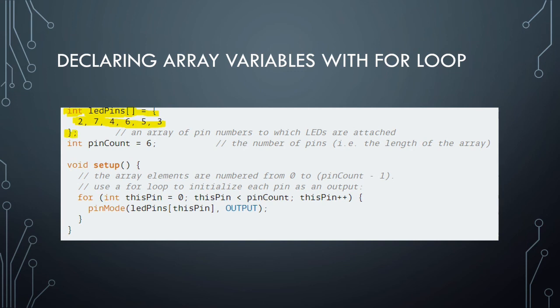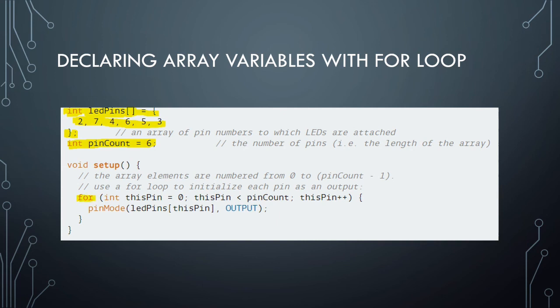And then we're going to just declare another variable. Pin count is going to be an integer and it's going to be equal to 6. So down in our setup, again, instead of 6 lines declaring the pin mode for each LED, we can do this in 2 lines with a for loop. And so this is another refresher of for loops.